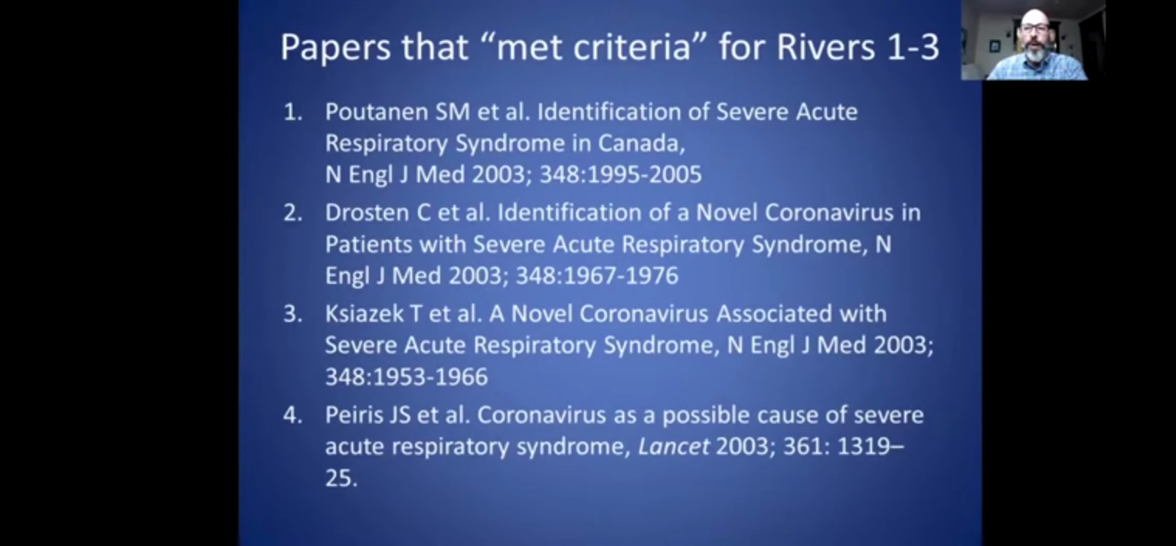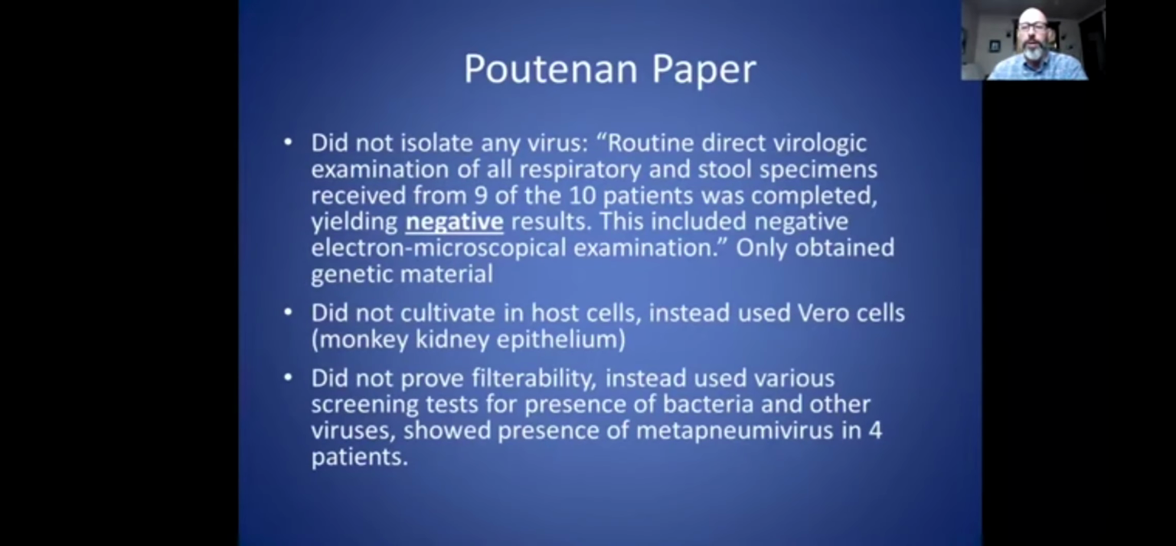So here are the four papers that I mentioned that are footnoted that supposedly satisfy the first three criteria of Rivers. So Putanen, Drosten, Kazajacek, and Paris. And please forgive me if I'm mispronouncing any of those names. And these are all about the SARS coronavirus from 2003. So let's look at the Putanen paper first. So they did not isolate any virus.